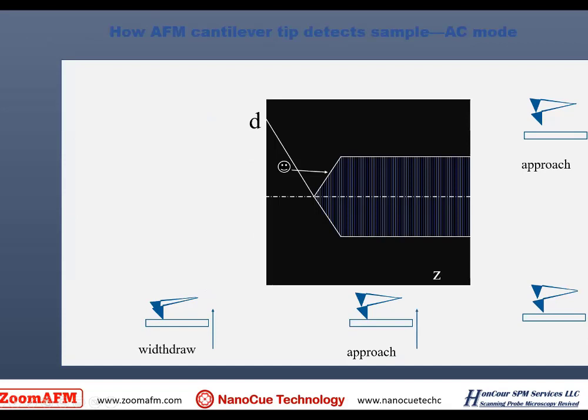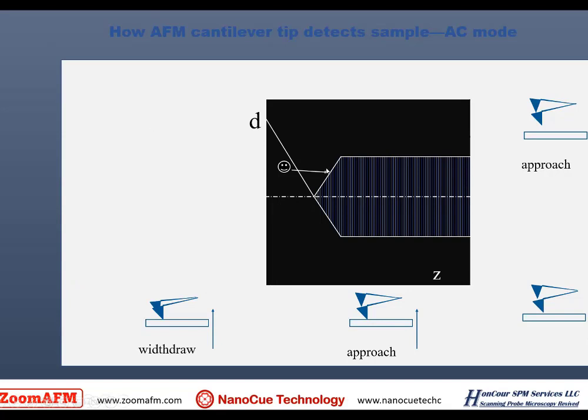In AC mode, or sometimes we call it tapping mode, the tip is oscillating, and as it's oscillating, it will have a constant oscillation frequency as long as your driving amplitude is constant. When your driving amplitude is constant, your amplitude is constant, and this is called the free amplitude. As the tip interacts with the sample, the amplitude will decrease because the tip is actually damping its energy into the sample.